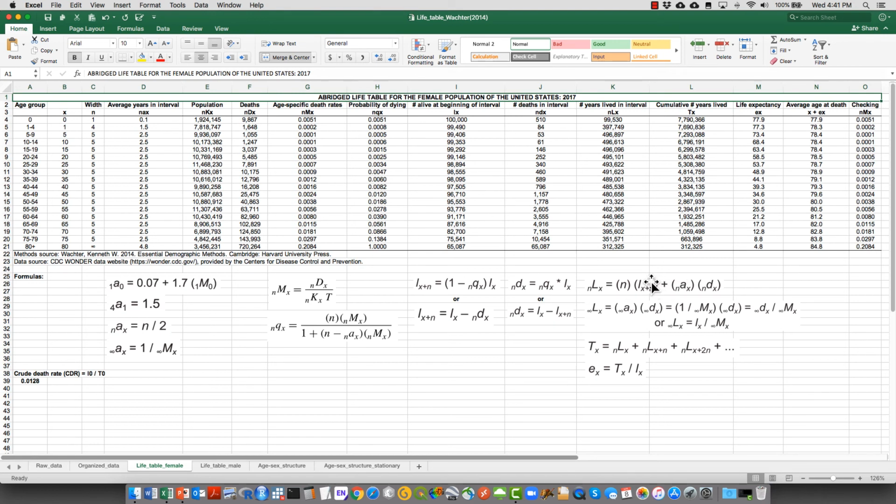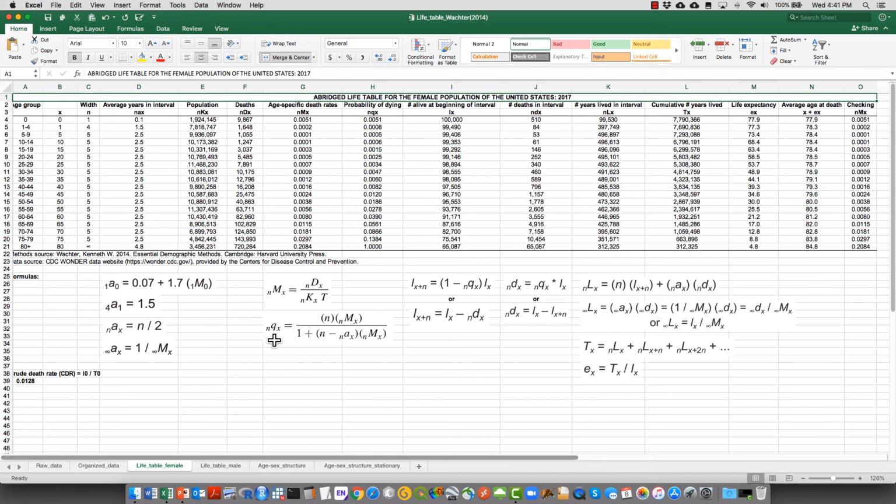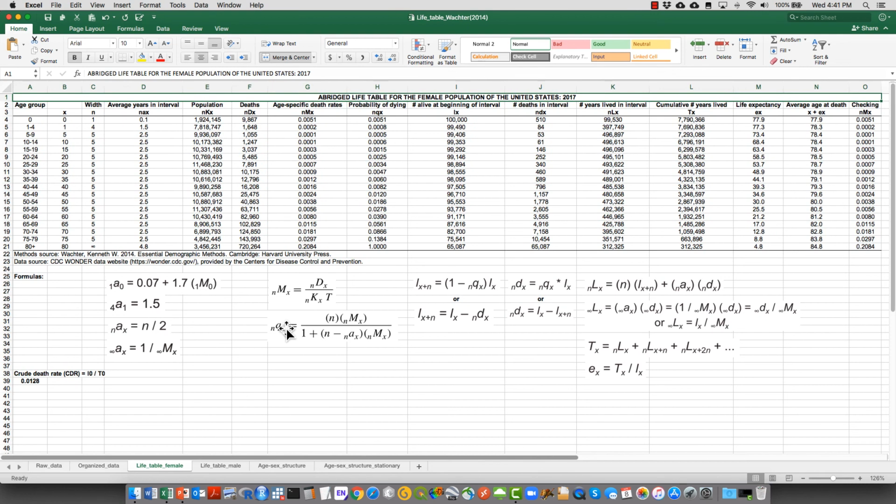Because we're pretty much saying those who survive to the next age group, the little LXN, lived the whole width of that interval, which was, for example, here 5. But those who died, they died around 2.5 years within that specific age group, so they lived around 2.5 years. So that's why this information is important. And that information is also important to calculate the probabilities of dying.